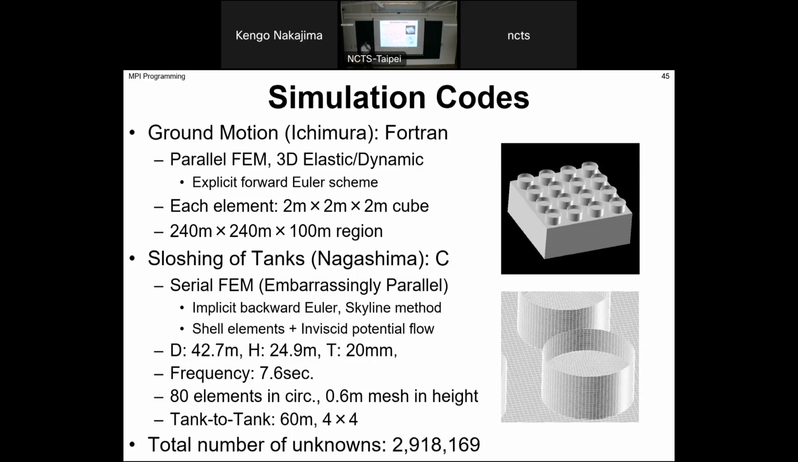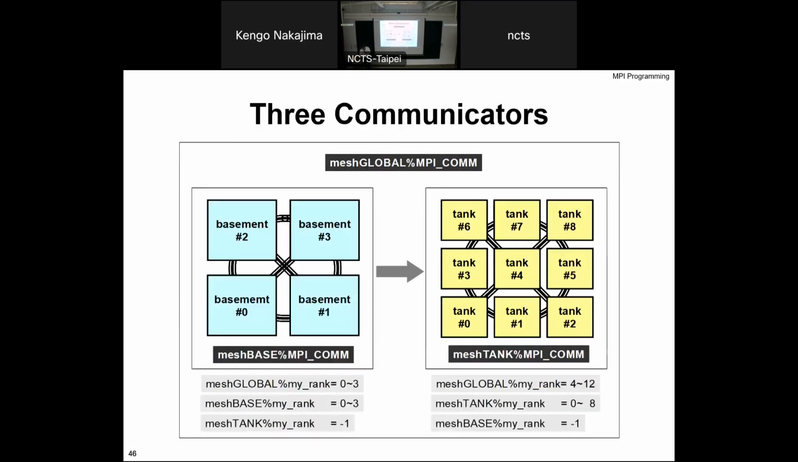Actually, connecting C and Fortran programming is very easy with MPI. Now the interface between C and Fortran is very easy, but at that time it was not so easy. MPI provides a very nice interface between languages. And in that case, we created 3 communicators: the whole one, one just for tanks, and one just for the basement.